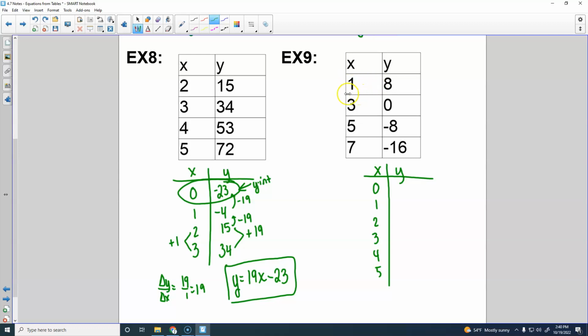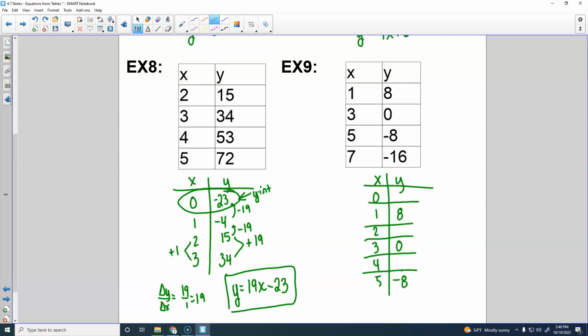So if I put the numbers that I know already, 1 is 8, so 1, 8 goes right here. And 3 is 0, so 3, 0. And 5, negative 8. So what would be helpful to do is fill in the numbers that go in these gaps here. So if this is 8 and this is 0, what number goes in between? 4 should be right here. And then what number should be right here? Negative 4.